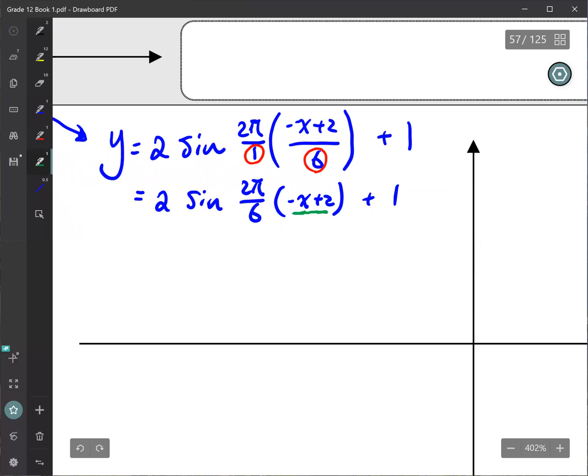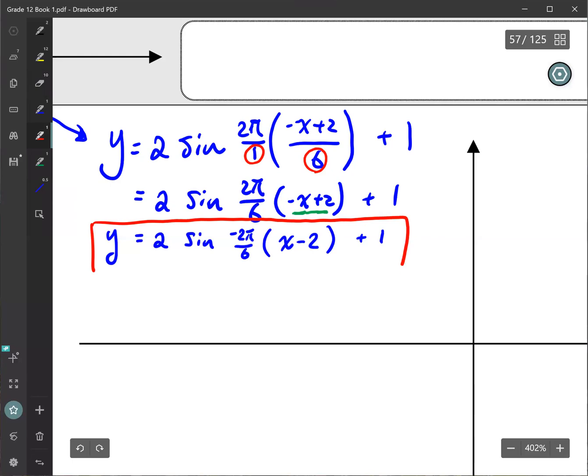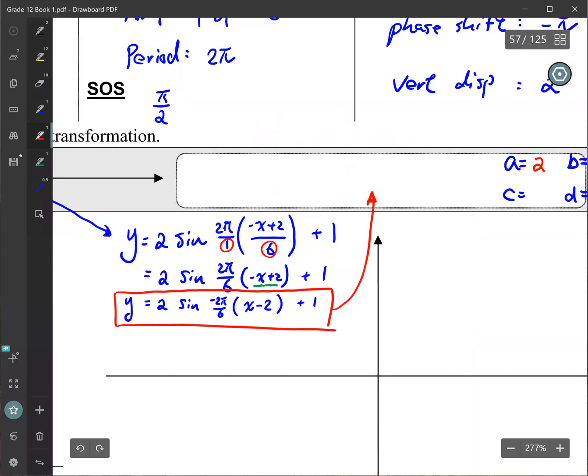So that will make it negative 2 pi over 6, and then the leftover will become x minus 2, plus 1. So this will be our ABCD form. Let's put this back up there. So our ABCD form should be 2 sine, negative 2 pi over 6, x minus 2, plus 1.